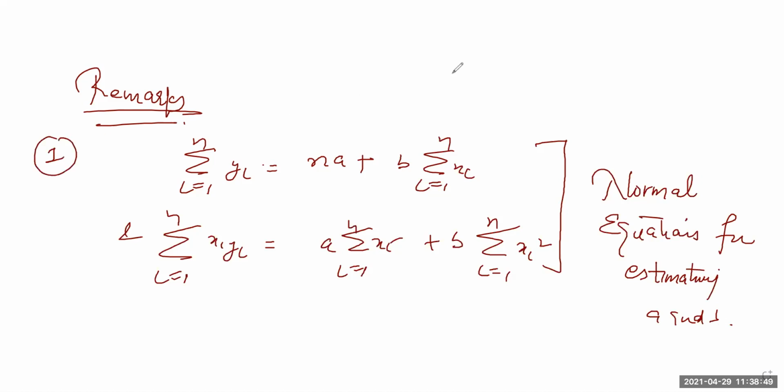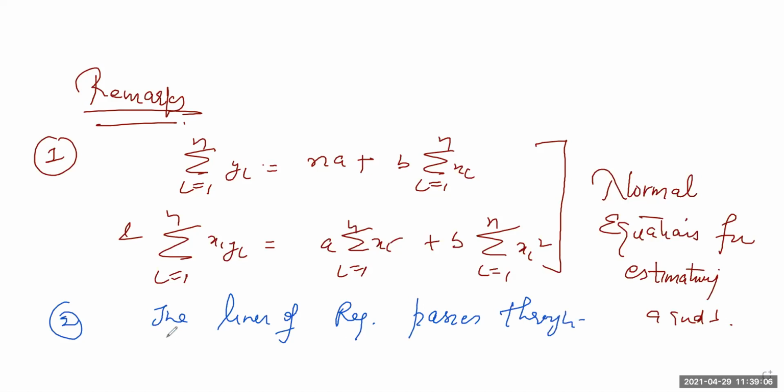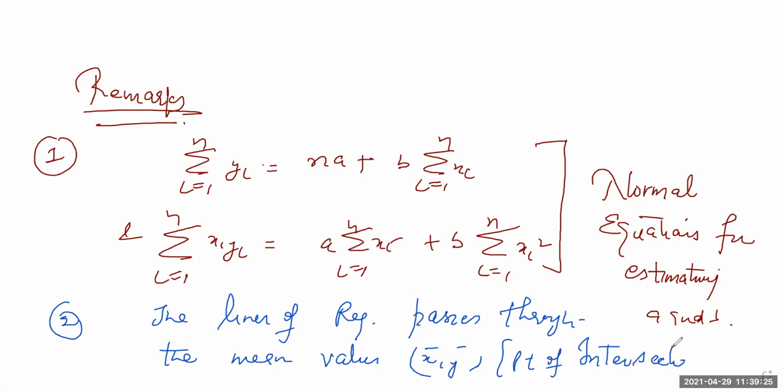This was remark number 1. Now remark number 2. Lines of regression pass through their mean values, x bar and y bar, right? Or we can say that the point of intersection of the two lines of regression is x bar, y bar. This is also called the point of intersection. So I will take only 2 minutes to complete it.